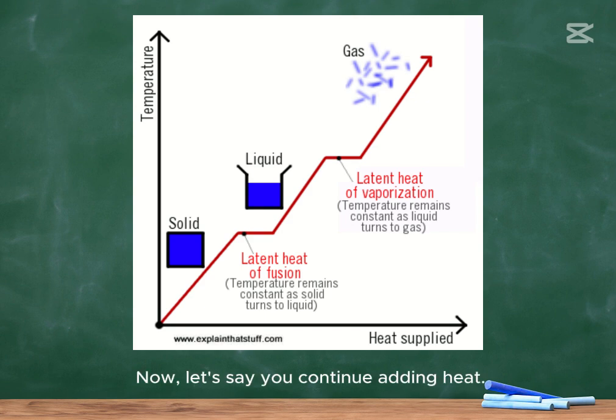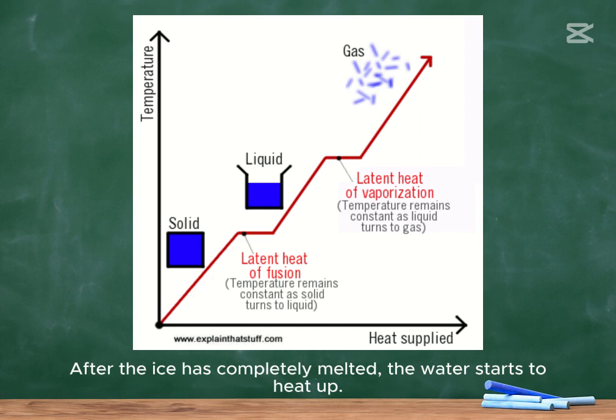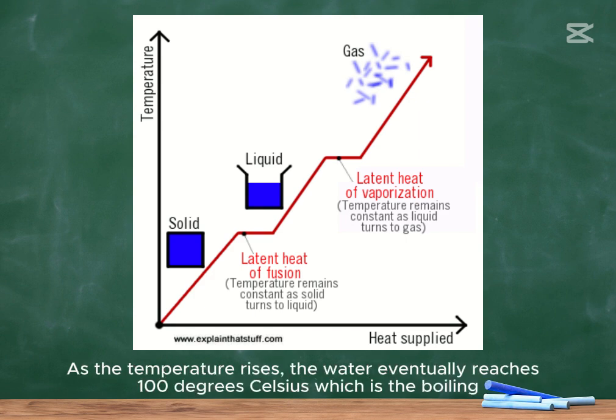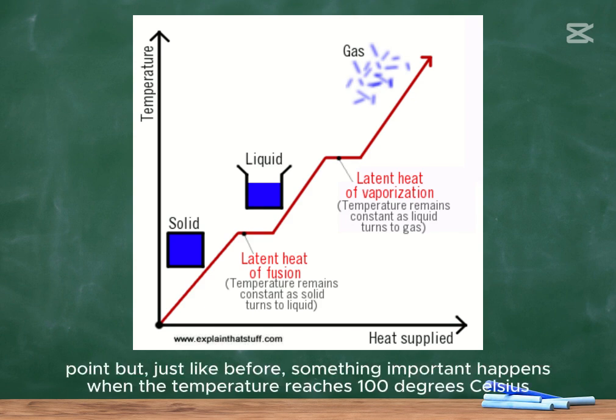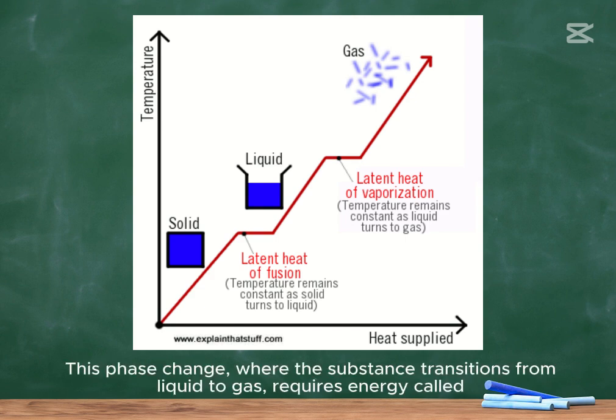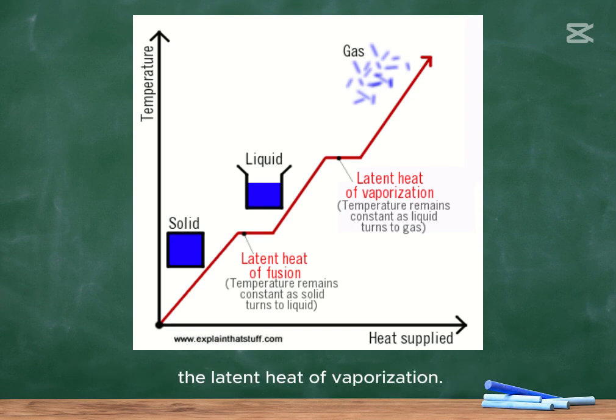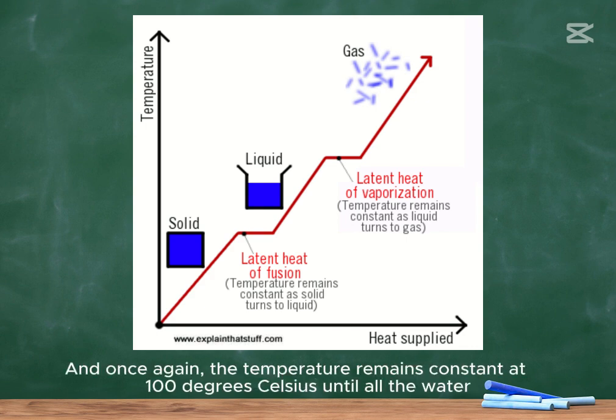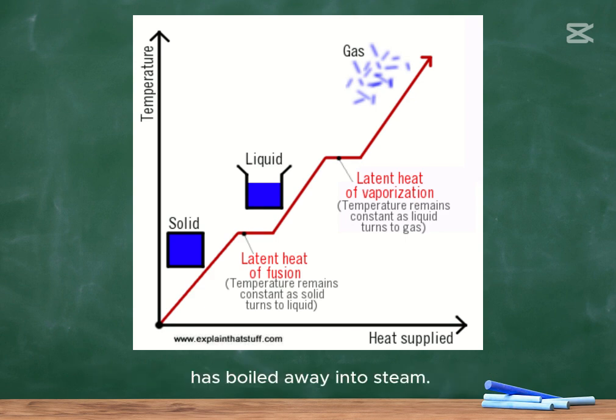Now, let's say you continue adding heat. After the ice has completely melted, the water starts to heat up. As the temperature rises, the water eventually reaches 100 degrees Celsius, which is the boiling point. But just like before, something important happens when the temperature reaches 100 degrees Celsius. At this point, the energy that's being added goes into turning the liquid water into gas or steam. This phase change, where the substance transitions from liquid to gas, requires energy called the latent heat of vaporization. And once again, the temperature remains constant at 100 degrees Celsius until all the water has boiled away into steam.